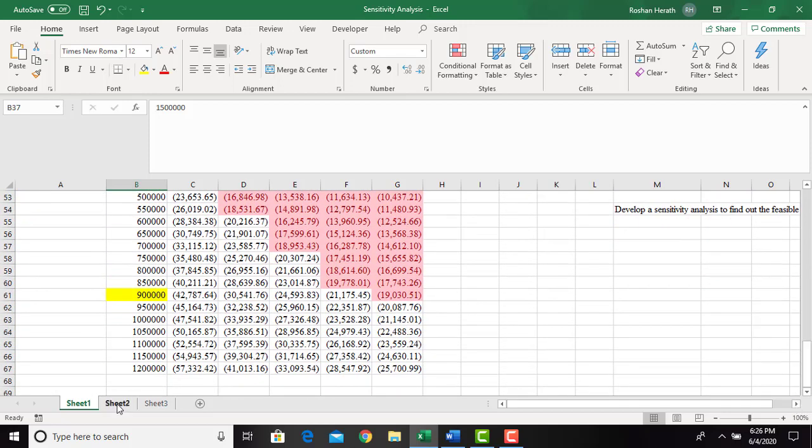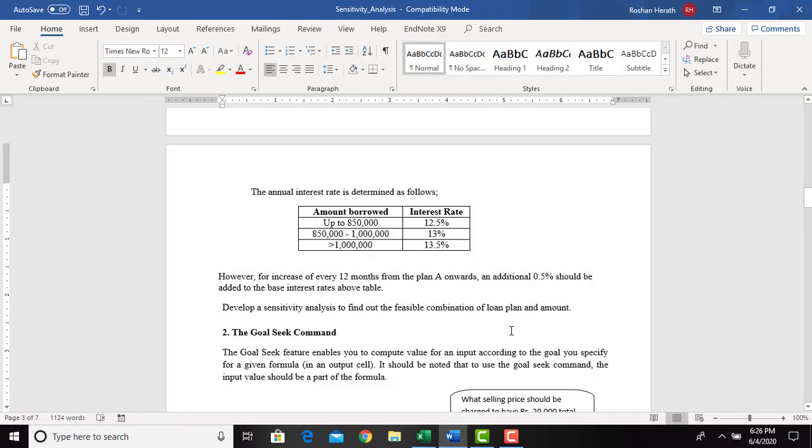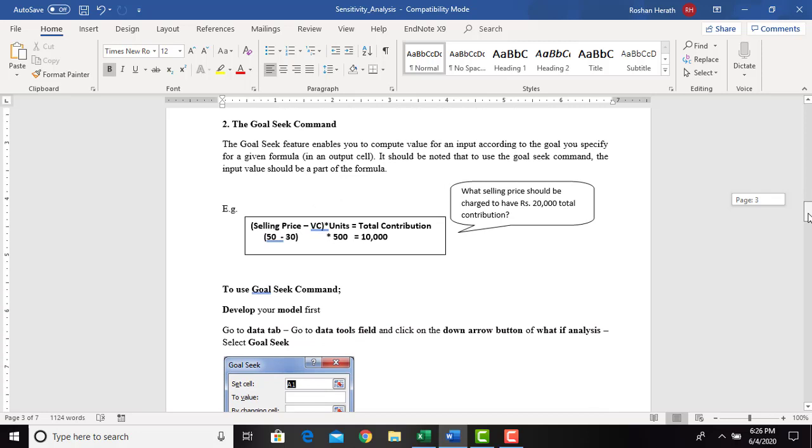Okay, now let's move on to the next main tool what we expected to discuss. It's about the goal seek command. Let's see what it is. When it comes to the goal seek feature, it enables you to compute a value for an input according to the goal you specify for a given formula. So in this particular case, so far what you have done relating to several inputs, you have worked out a particular output. So depending on the input, you have worked out a particular output.